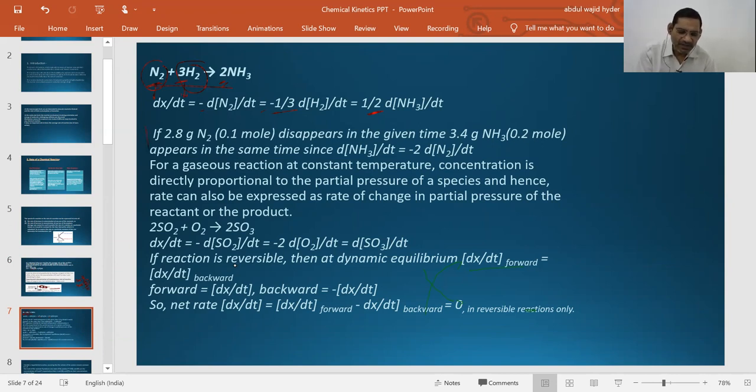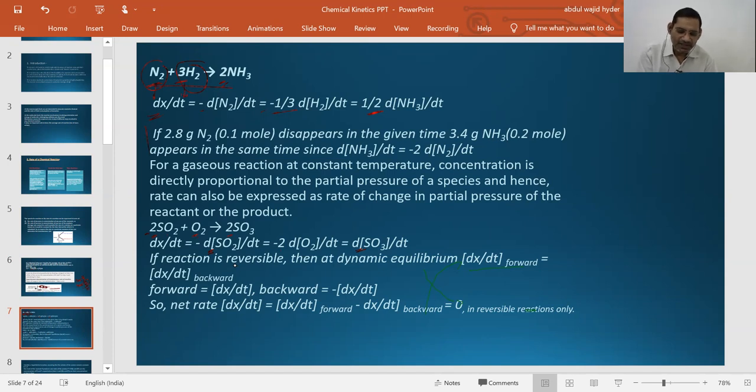Compared to what they have written here, the method you have adopted is different. Here you have taken 2, and that 2 you have taken as 1. This 2 will also be taken as 1. And what about this one? Here it is 1, so you have to multiply this by 2, then only it will become equal to 2 for SO2 and SO3. SO2 is reactant, so minus. O2 is also reactant, so minus. SO3 is product, so plus. So d active mass of SO3 upon dt.